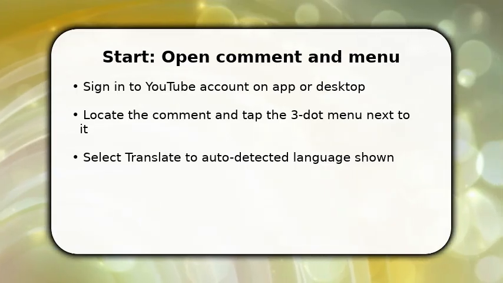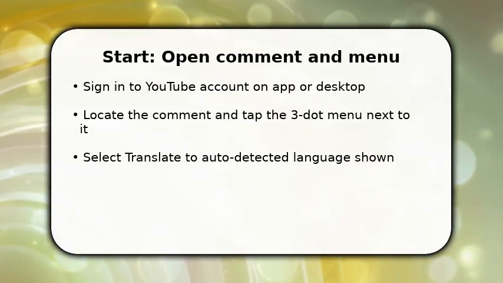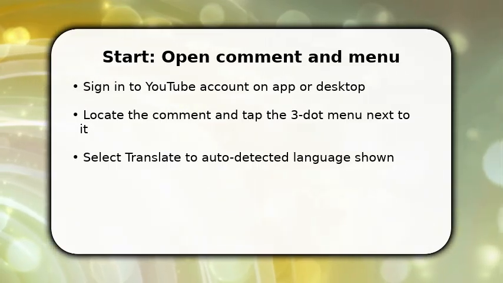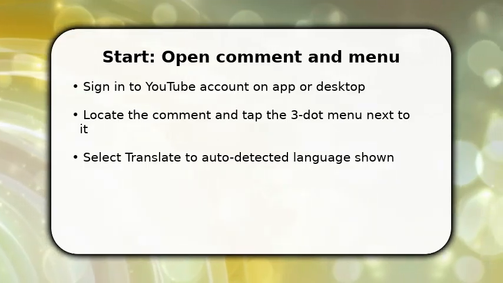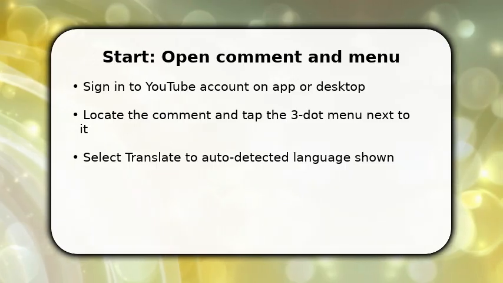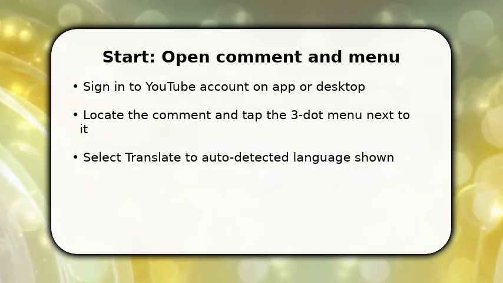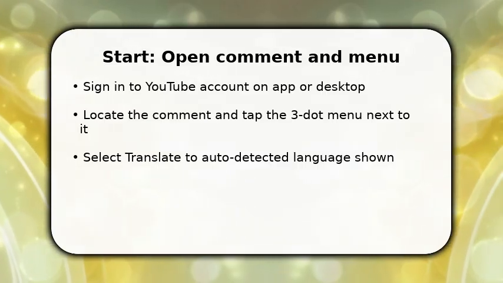You open YouTube and sign in, then go straight to the comment you want translated. You tap the three-dot menu beside that comment because that menu holds the translation action. Once you choose Translate, YouTube will auto-detect the original language and show a translation to your current app or account language. Make sure you're viewing the video in the app or desktop. Mobile and desktop show the same translate control, so start here to get an instant result.